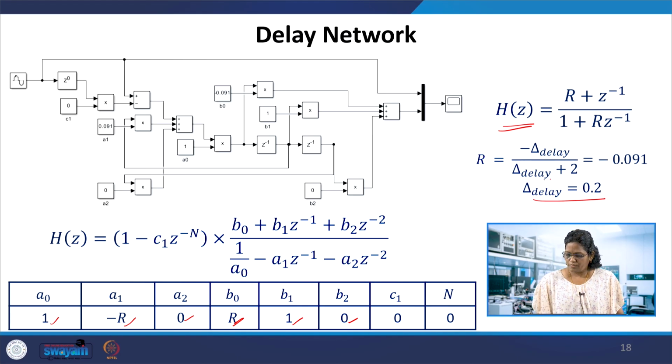So, we can fix the number of sample delays for the signal depending on the delay. According to this calculation, R is minus 0.091. So we have minus 0.091, and here also R is minus 0.091. The coefficients are fixed accordingly: A1 and B0 are R, and the remaining A0 is 1, A2 and B2 are 0, B1 is 1.